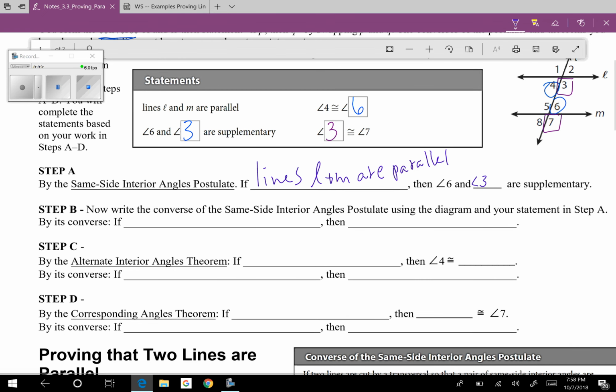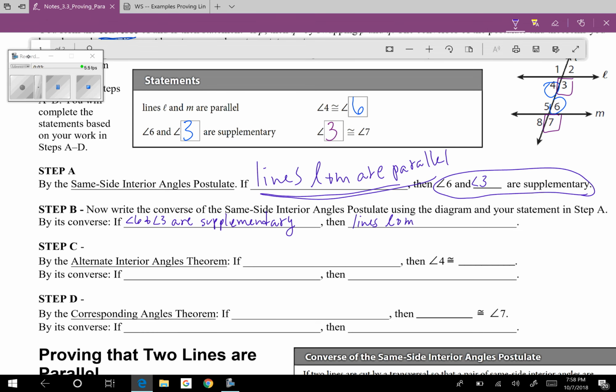Now step B, we're going to write the converse of the same side interior angles using the diagram and our statement in step A. So the converse. We've got to take our conclusion, which was this, and write it first, and then our hypothesis and write it second. So if angle 6 and angle 3 are supplementary, then we can say that lines L and M are parallel.